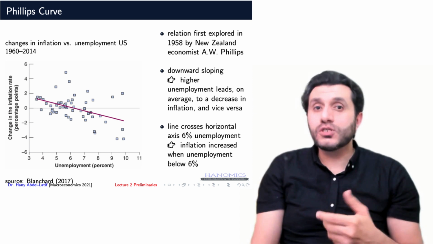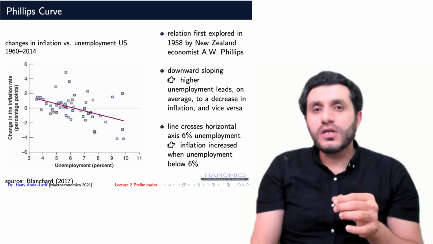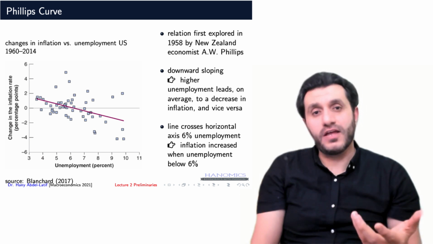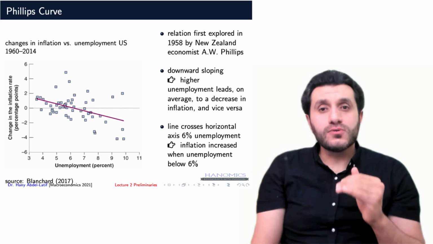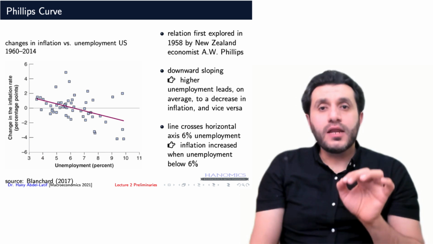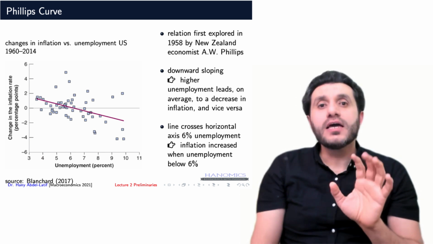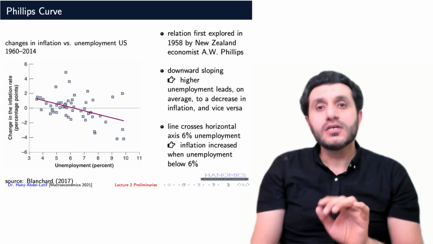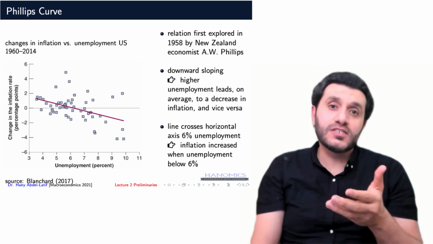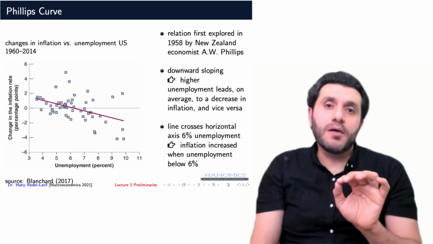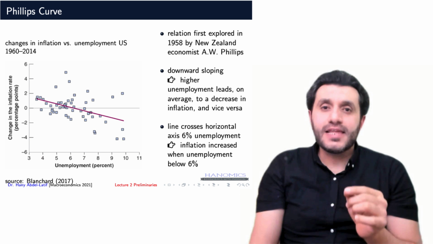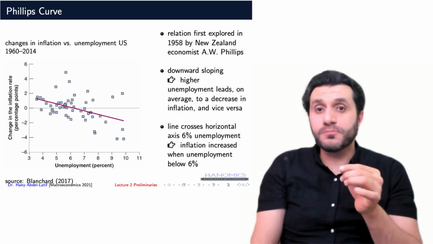Lower unemployment leads to an increase in inflation, but this is only true on average. Sometimes high unemployment is associated with an increase in inflation. The fitted line crosses the horizontal axis when the unemployment rate is roughly equal to 6%. When unemployment has been below 6%, inflation has typically increased, suggesting that the economy was overheating or operating above its potential. When unemployment has been above 6%, inflation generally has decreased, suggesting that the economy was operating below its potential.